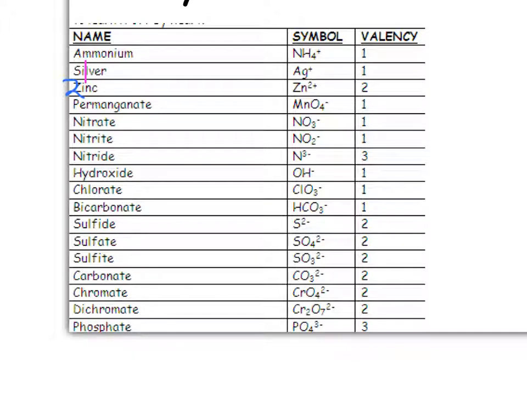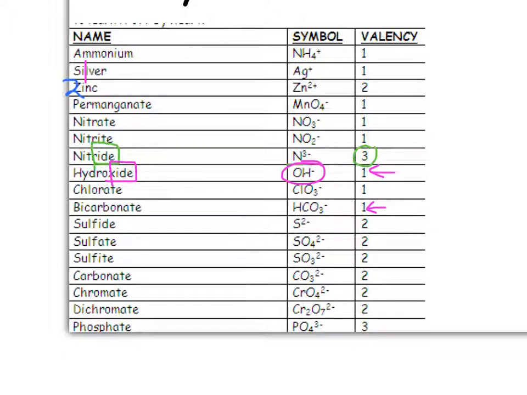Nitrate, NO3, which is different from nitrite, which is NO2, with 1 arm. And nitride, remember the "ide" suffix means it came straight off the periodic table, and that's really just nitrogen. It's in group 5, so 8 minus 5 is equal to 3, and then you've got a valency of 3. Hydroxide is your one exception to this "ide" suffix. It is actually a polyatomic ion. It's oxygen and hydrogen together with 1 arm. Chlorate is chlorine and oxygen. Bicarbonate, hydrogen, carbon, and oxygen with a valency of 1.